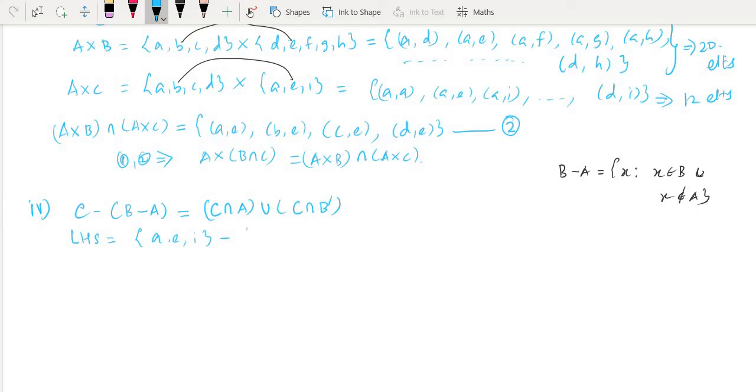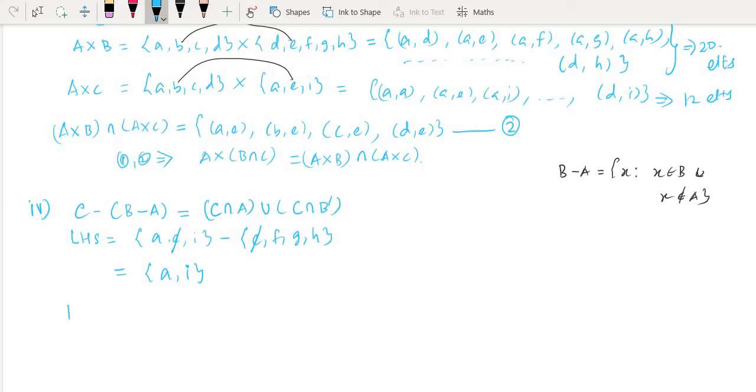So E, F, G, H. If I take the set difference for these two sets, I have E here and E here as well. If I cancel that out, I'll get A and I. Again, we no need to worry about the remaining elements in the second set. We have to write the remaining elements in the first set only. So this is nothing but A comma I.